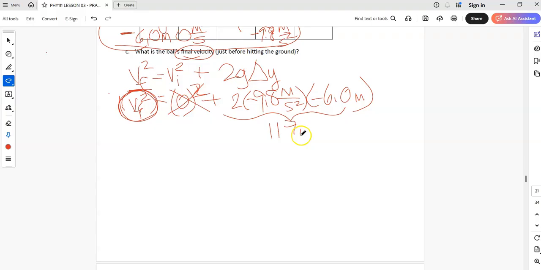If we multiply these three numbers together, we get positive 117.6 meters squared per second squared. That unit is from multiplying meters per second squared times meters. And now we have that is equal to the final velocity squared. Well, how do you get rid of the final velocity squared? Well, you might think, oh, I'll just take the square root of both sides.